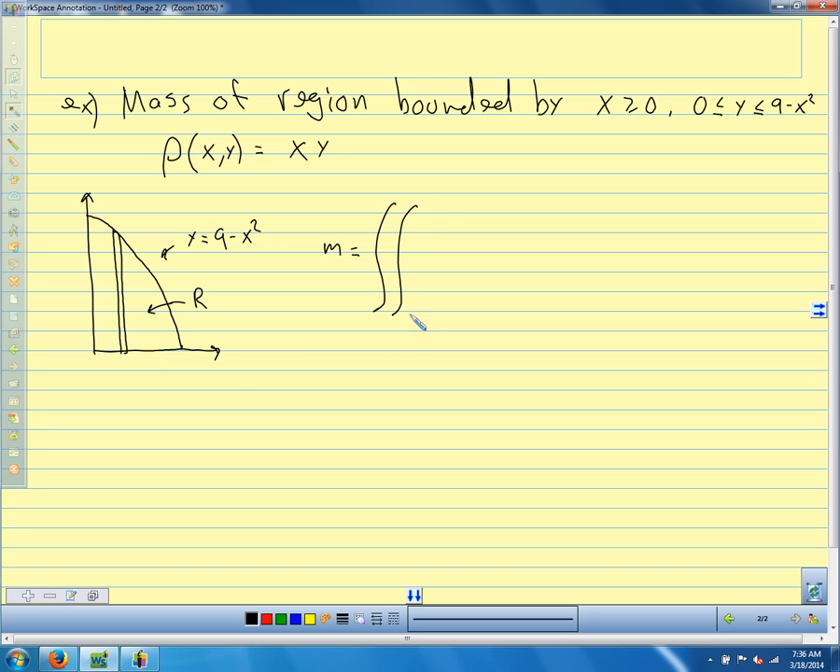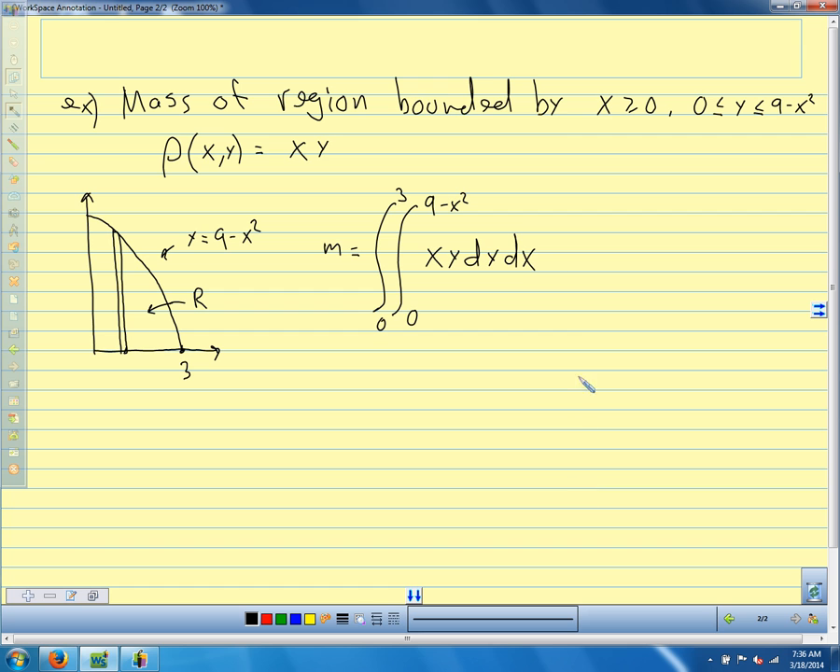So y is going to vary from 0 to 9 minus x squared. X is going to vary from 0 to, what do I get down here, when y is 0? 3? 0 to 3. And my integral would be xy dy dx.